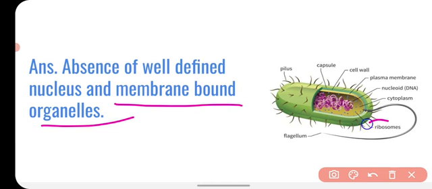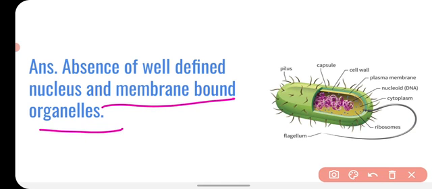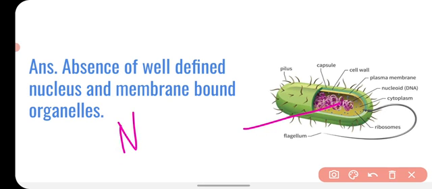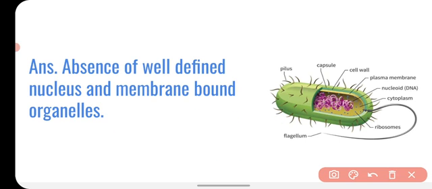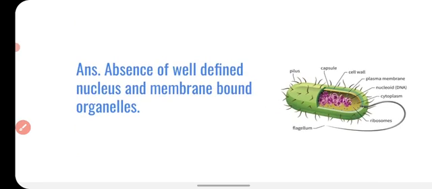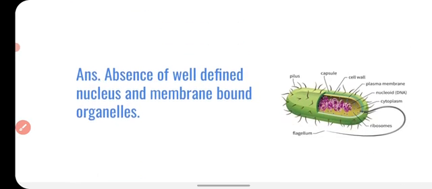They have only ribosomes, which are membrane-less cell organelles. So they do not have membrane-bound cell organelles, and no nucleus is present. Only the genetic material is present in the cytoplasm itself, and that is called the nucleoid. So this is the characteristic feature of a prokaryotic cell.